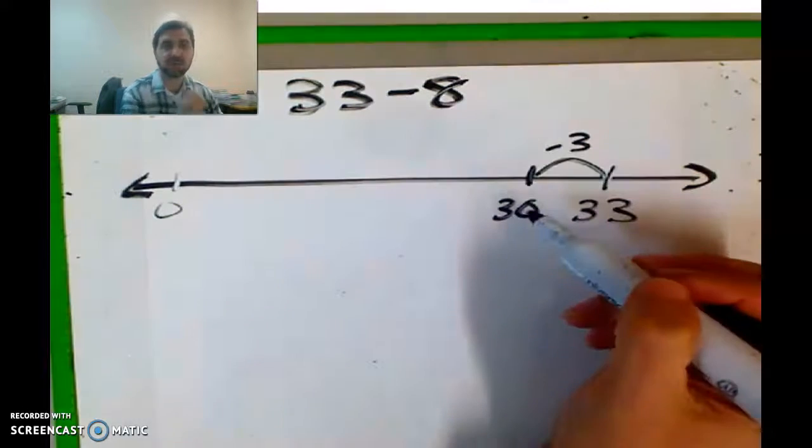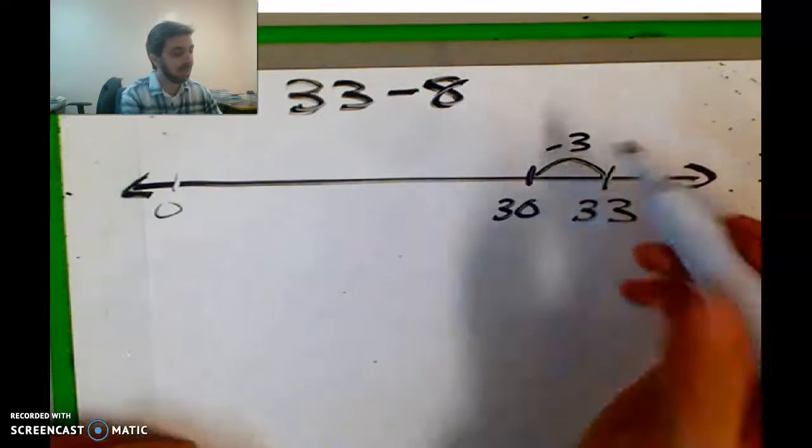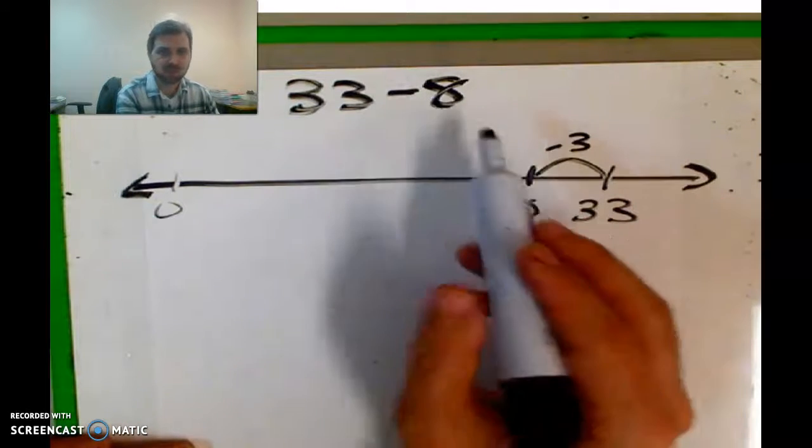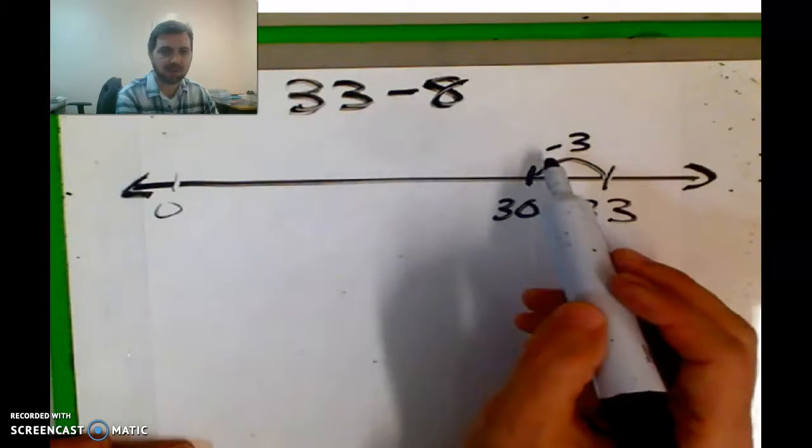So I subtracted 3, right? But I haven't subtracted 8 yet. How much more do I need to subtract? If I'm trying to give away 8, I've already given away 3.